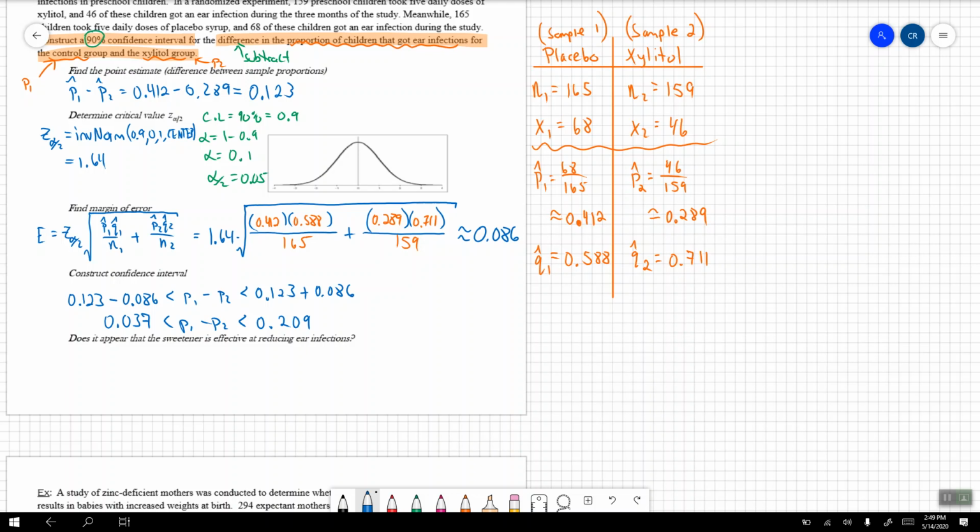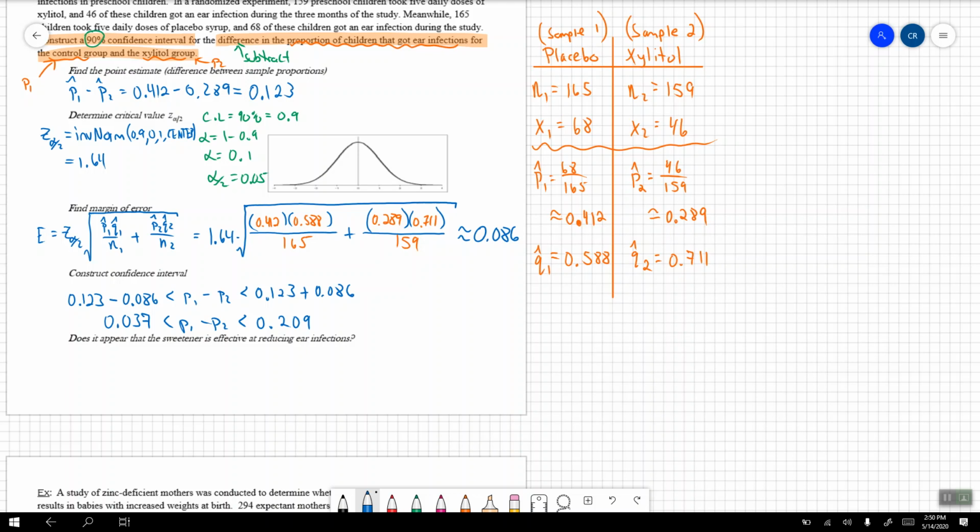This estimate was built because of these samples, so let's look at the samples here. Sample 1 was greater than sample 2. Sample 1 was everybody who took the placebo. Sample 2 was everybody that was taking xylitol. When we calculate this, the difference is positive.